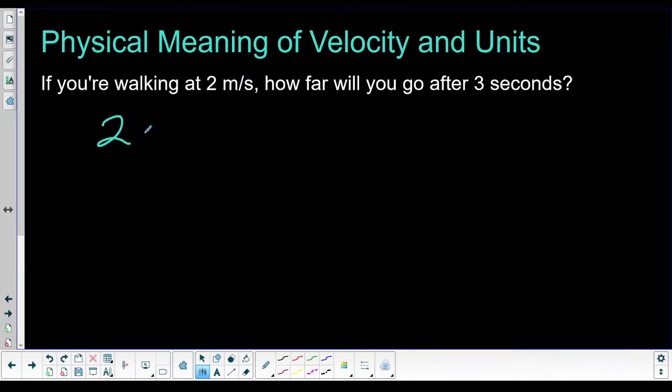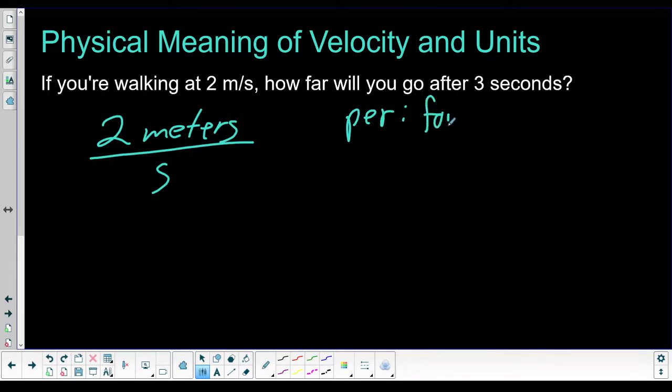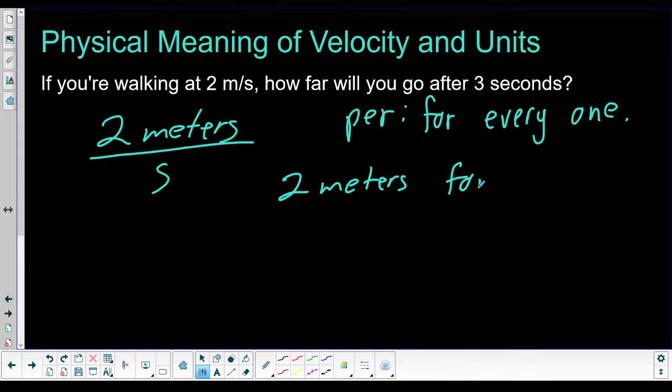This is 2 meters per second. The word per means for every, hold on, hang on. I'm trying to talk and think at the same time. For every one. So this is 2 meters for every 1 second.